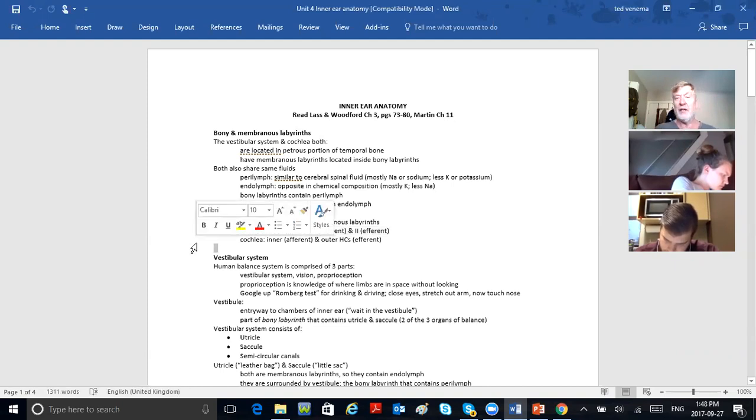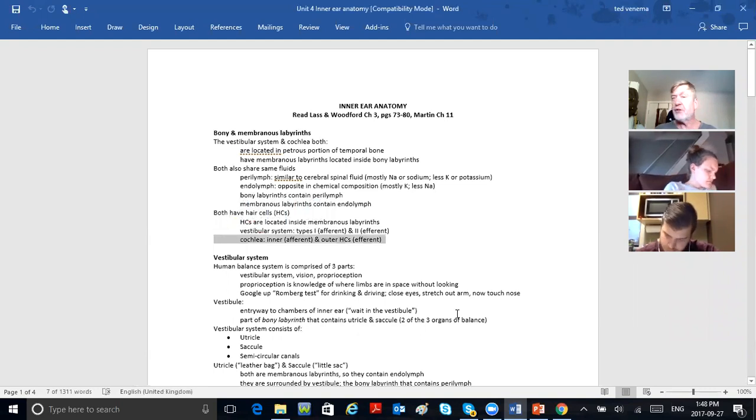Inside the cochlea, you have two types of hair cells. These aren't called type 1 and type 2. These are called inner and outer. Inner hair cells send info to the brain. They are afferent, A-F-F-E-R-E-N-T. Outer hair cells are efferent. They take info from the brain. So inner hair cells send info to the brain, outer hair cells take info from the brain.